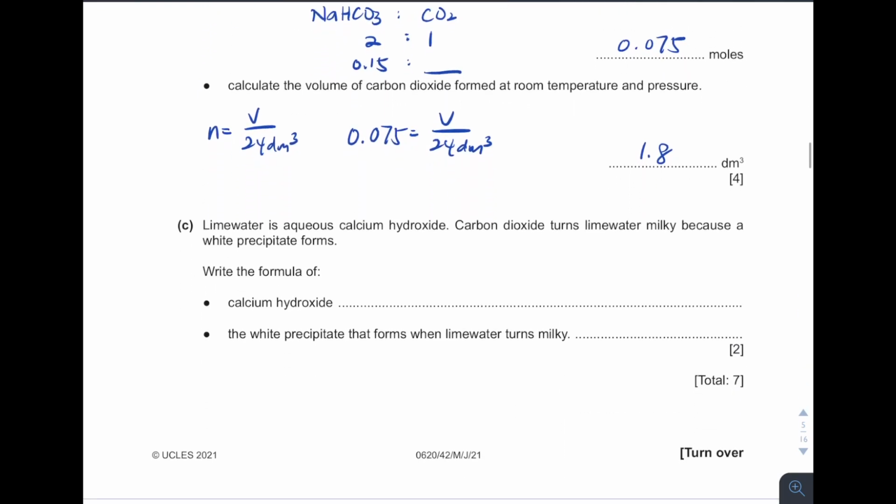Alright, then write the formula of calcium hydroxide. Pretty easy. It is Ca(OH)2. Why? Remember, calcium is 2 plus, OH is negative. Using the cross method, you get Ca(OH)2. And then the white precipitate that forms when limewater turns milky. When calcium hydroxide is added with CO2, it produces calcium carbonate, CaCO3.